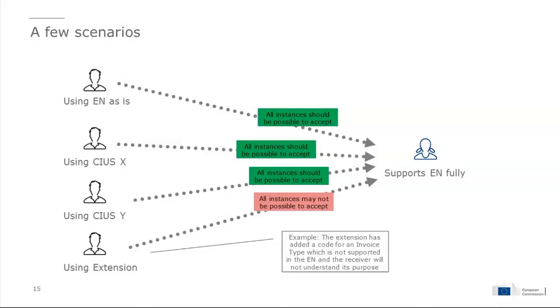But the fourth supplier may be violating the rules of the standard, or is using features which are not mentioned, which means that the receiver may not necessarily receive them, since they are not necessarily compliant to the standard, only conformant. So these are a few scenarios where the receiver supports the EN fully.